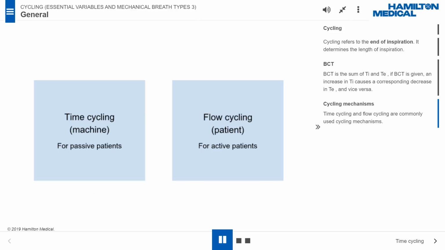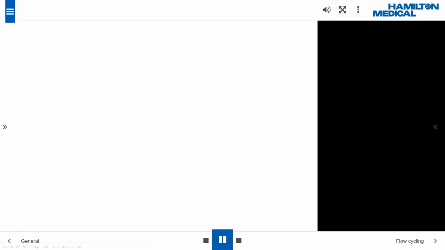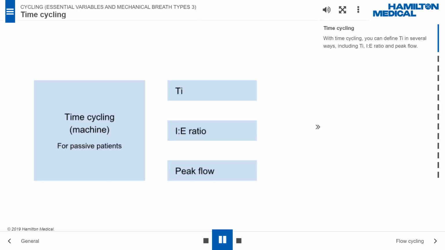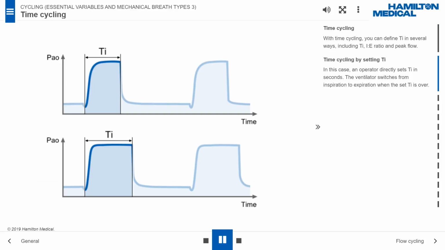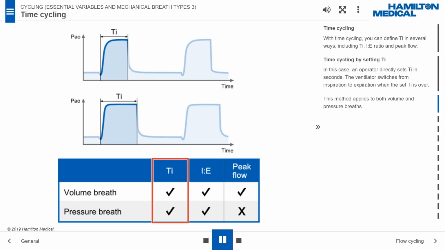Time cycling and flow cycling are commonly used cycling mechanisms. Time cycling. With time cycling, you can define Ti in several ways, including Ti, I/E ratio and peak flow. Time cycling by setting Ti. In this case, an operator directly sets Ti in seconds. The ventilator switches from inspiration to expiration when the set Ti is over. This method applies to both volume and pressure breaths.